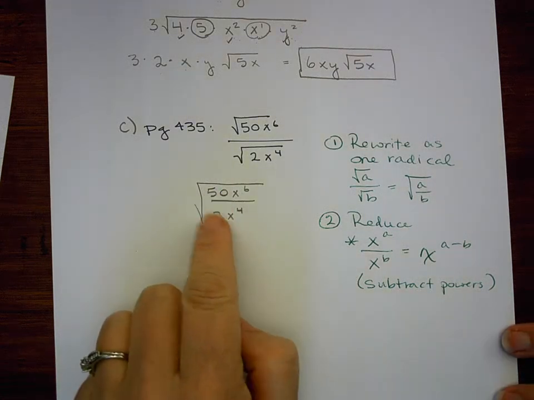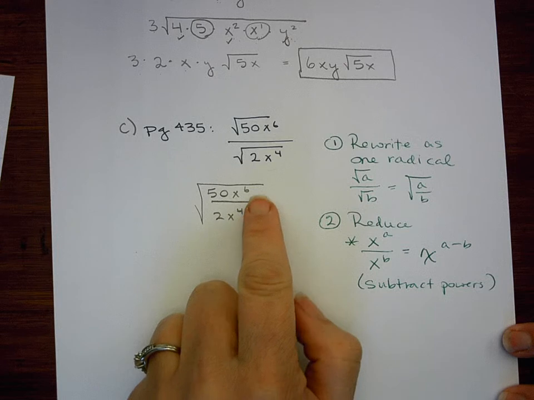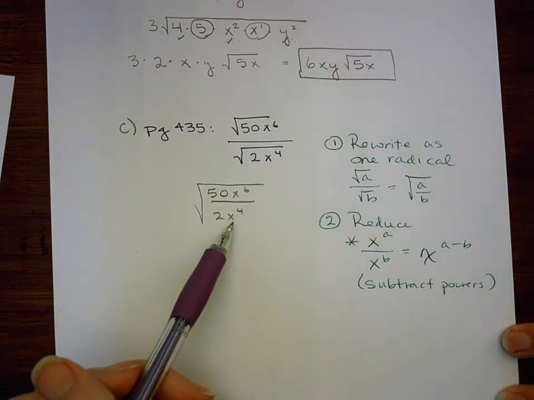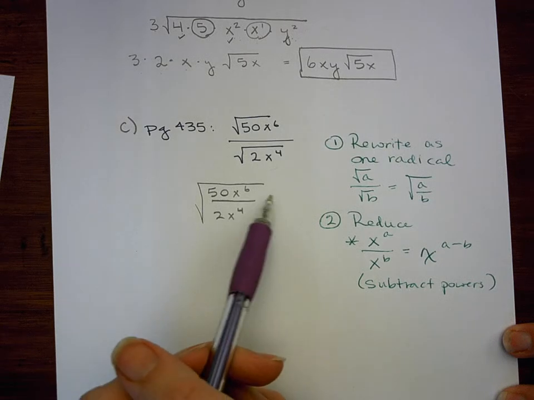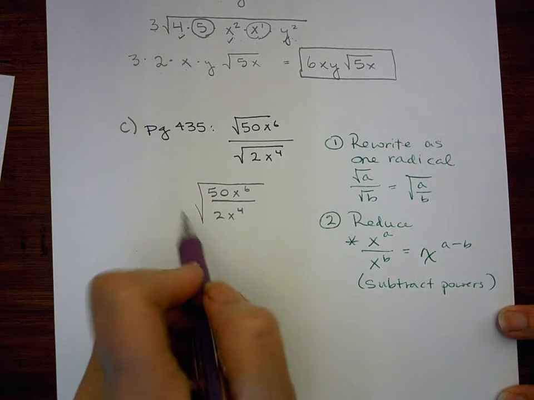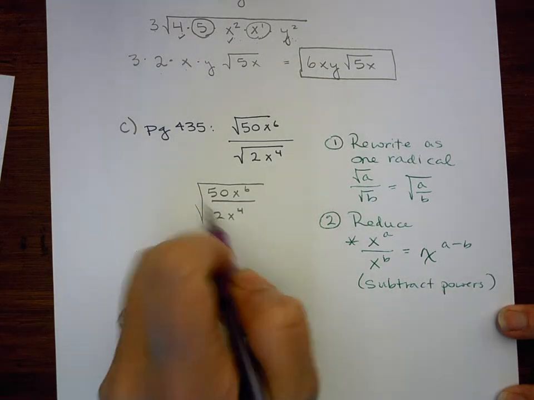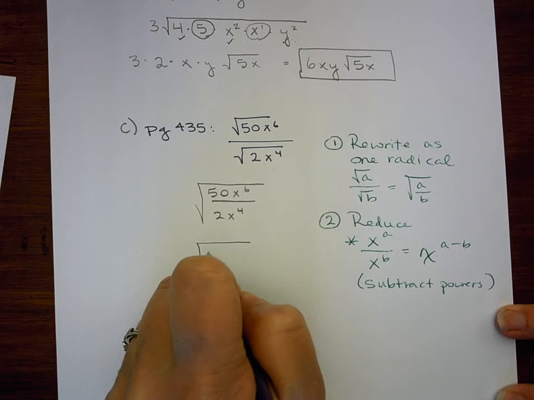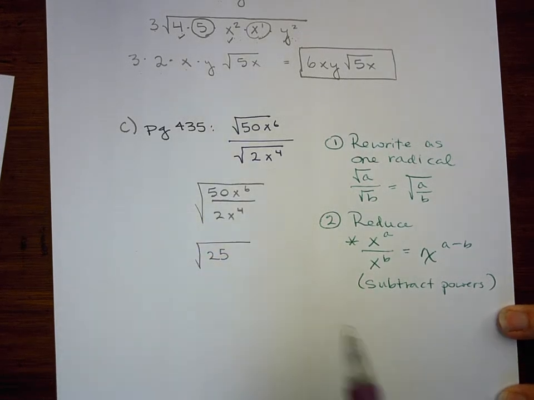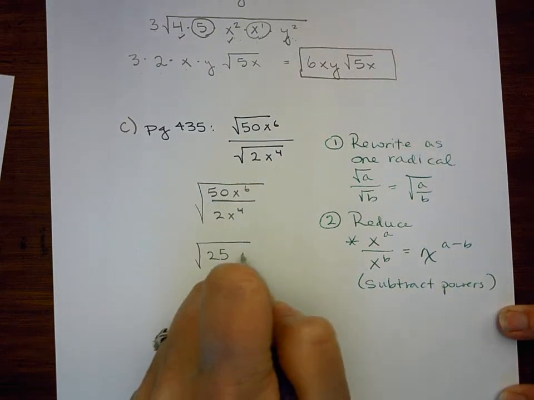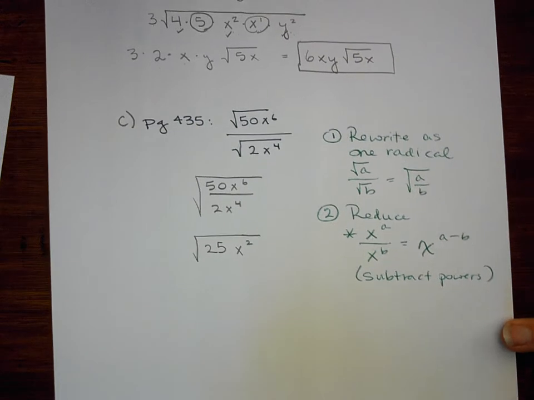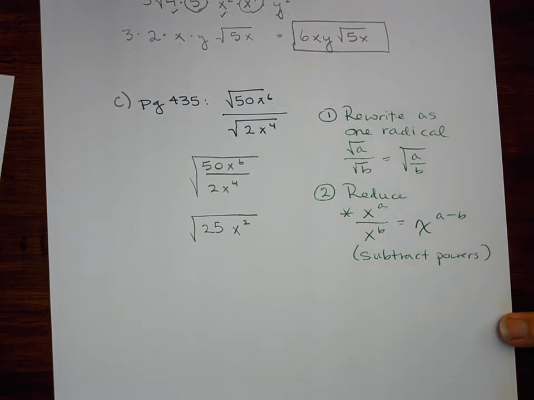So 50 divided by 2 is 25, but we're not going to do 6 divided by 4. We're going to subtract my powers, because this means I have 4 x's multiplied together, 6 x's multiplied together. So those 4 x's would cancel, leaving me just x squared on top. Okay. So I'm going to just divide those. So 50 divided by 2 is 25. And then subtract my powers. So 6 minus 4 is x squared. Okay?